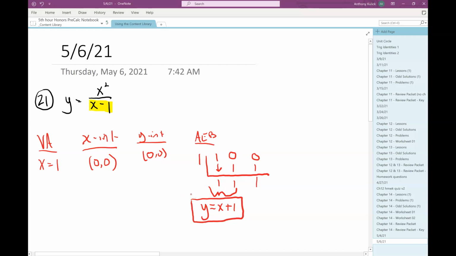I just have a question on the y-intercept. Like, why is it not, like, undefined? Does that make sense? 0 over negative 1 is 0. Oh, instead, just kidding, I thought it was okay, yeah, that's good.